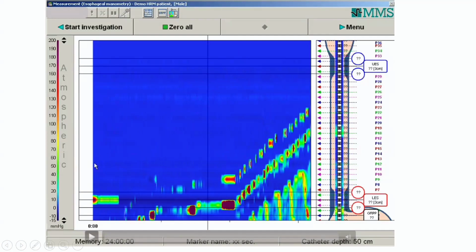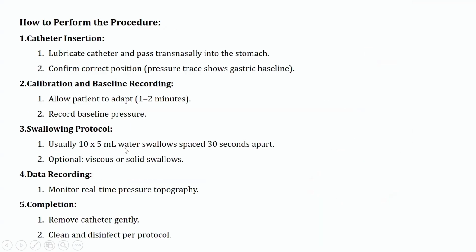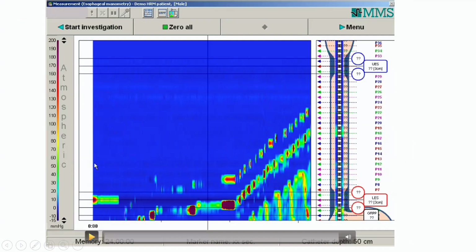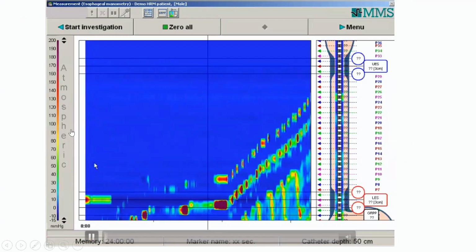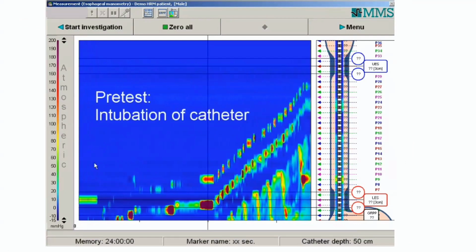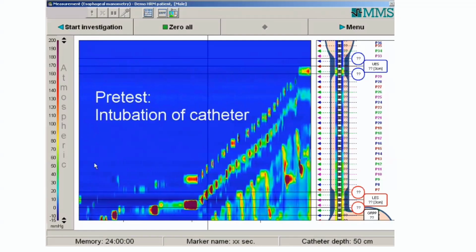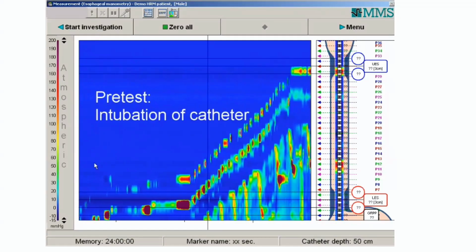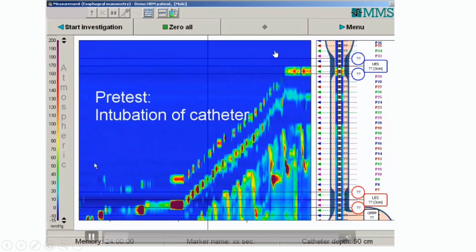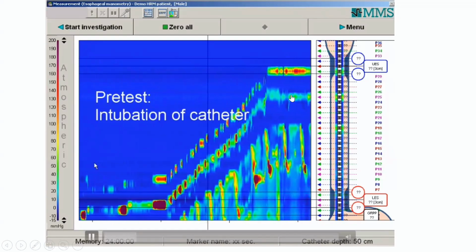During the insertion, the real-time topography will look like this. I start inserting the catheter. Now this is the reaction from the patient because of the insertion and swallowing. Now I have to watch this zone, the upper high pressure zone, the UES.